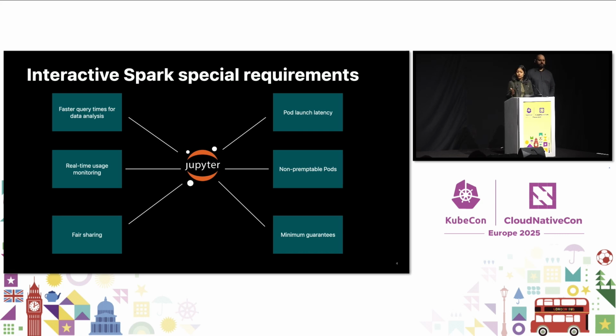We need fair resource allocation here, which ensures that no single user monopolizes the whole cluster. Minimum resource guarantee ensures that each user is guaranteed to have some resources for starting their Interactive Spark experiment.